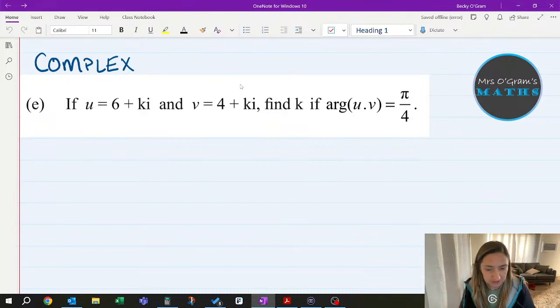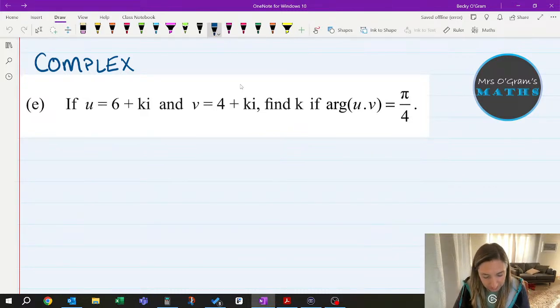So it's our first day of doing some excellence practice in the lead up to the exam. Okay, so let's start with this complex numbers question. We've got u is 6 plus ki and v is 4 plus ki, and find k if the argument is pi by 4. Now, that being pi by 4 is a really important detail. It means that we have an isosceles triangle on our Argand diagram.